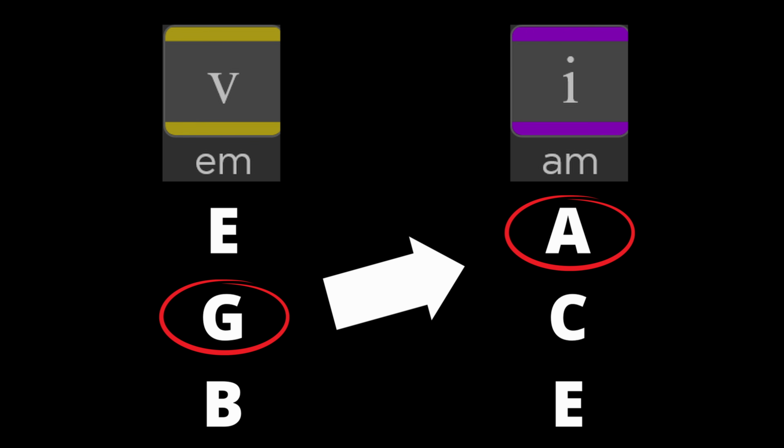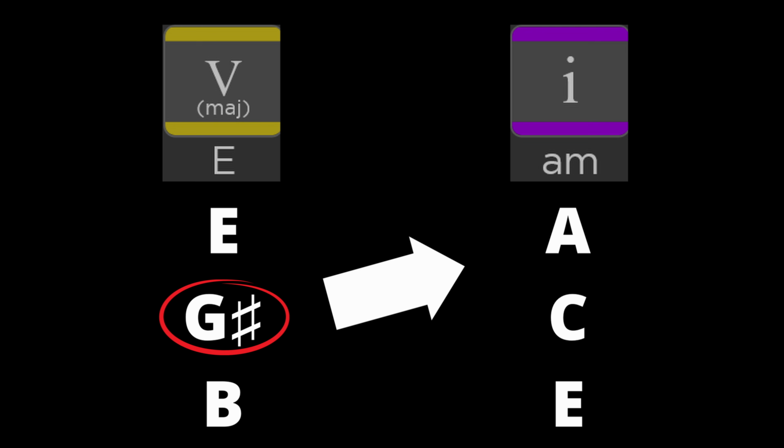But why is this? In the key of A minor, the 5 chord is E minor. It has the notes E, G and B. When you move from 5 to 1, from E minor to A minor, the G note resolves to the A note. This is a movement of a whole step or tone from the flat 7th note in the A minor scale to the 1 note. But look at what happens if you use the major 5 chord, E major.